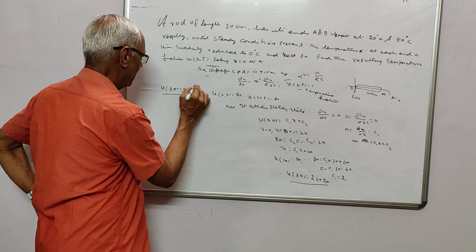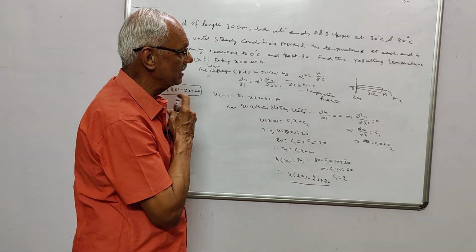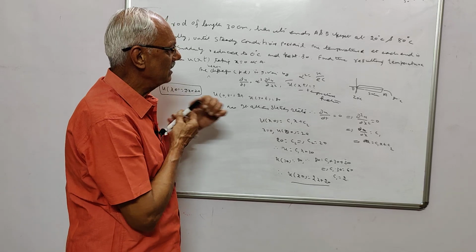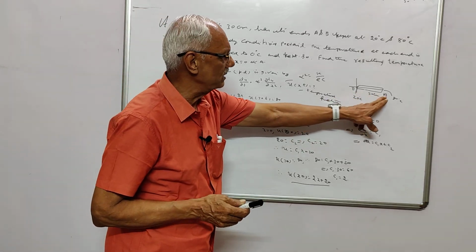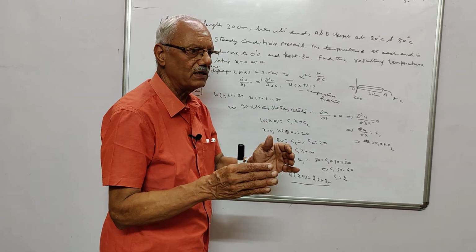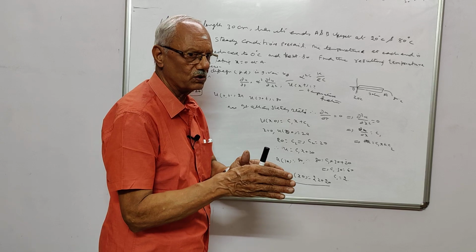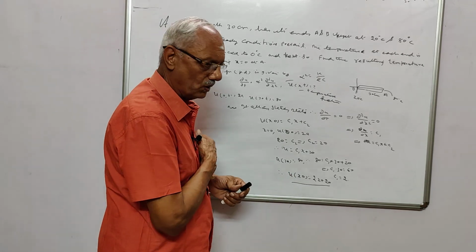So this is what I have. Now after it attains a steady state, the two ends are subjected to 0 degree centigrade. Now we have to find what is the value of U of x,t in the course of time. Okay, now what happens here?